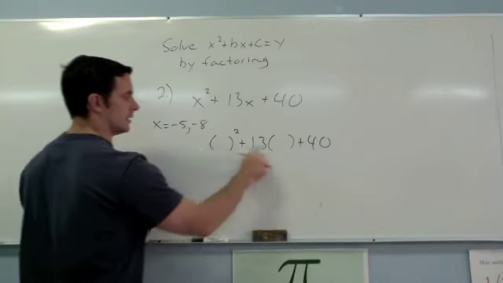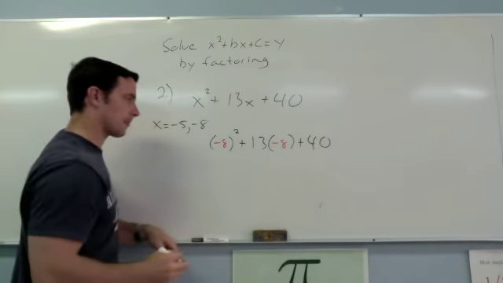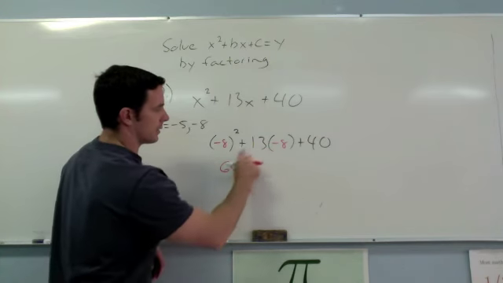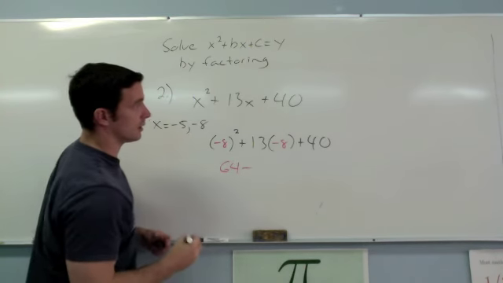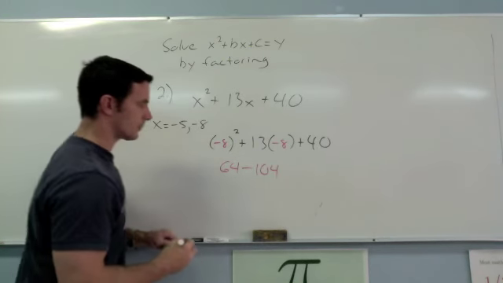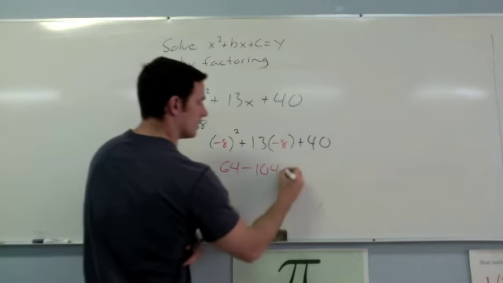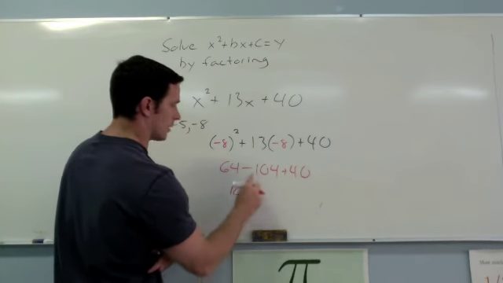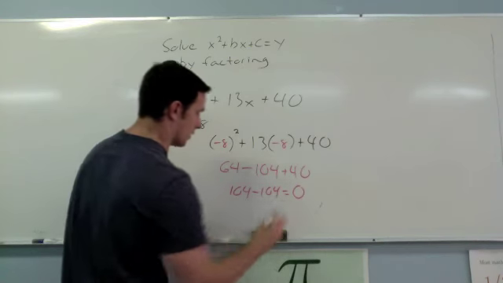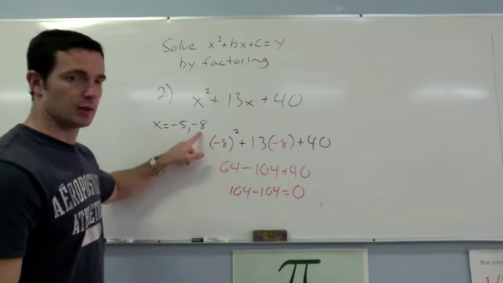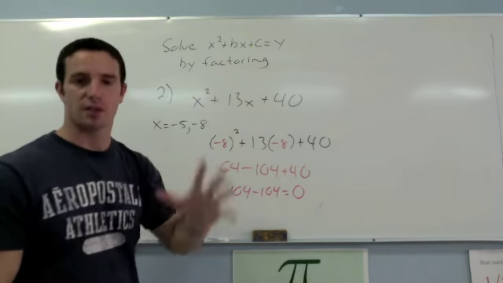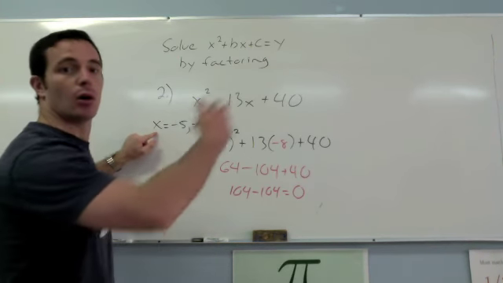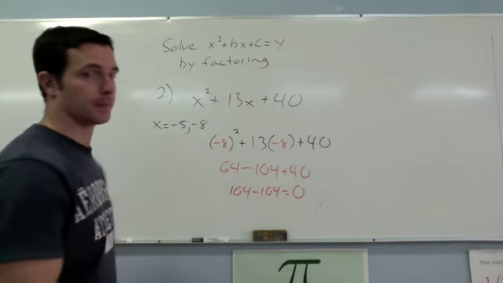If I plug -8 in, it should still give me 0. -8 to the second power, 64. Negative times positive makes negative. This should give me -104. Is that correct? Yes. Plus 40. 64 plus 40 gives me 104, minus 104 equals 0. So both of these solutions, when you plug them in, make the whole thing equal 0. That is why we call them solutions, because the solution is the value of x that makes the whole thing equal 0. Moving on to number 3.